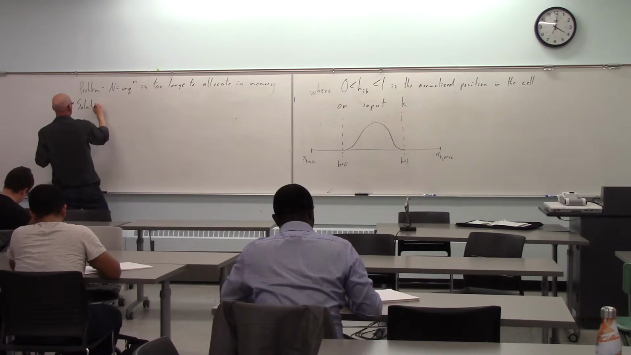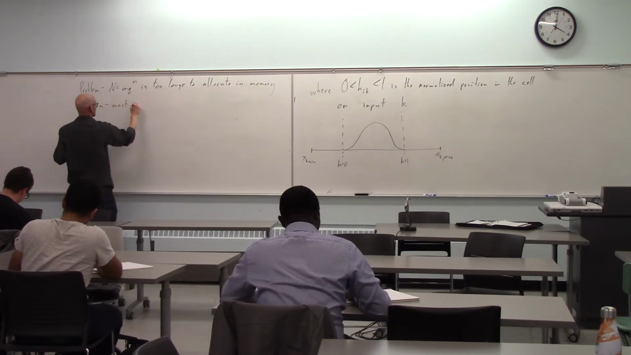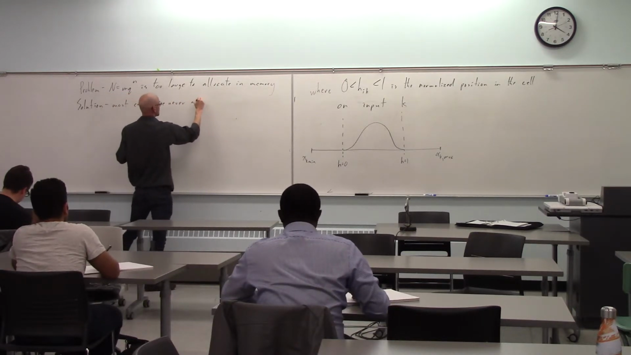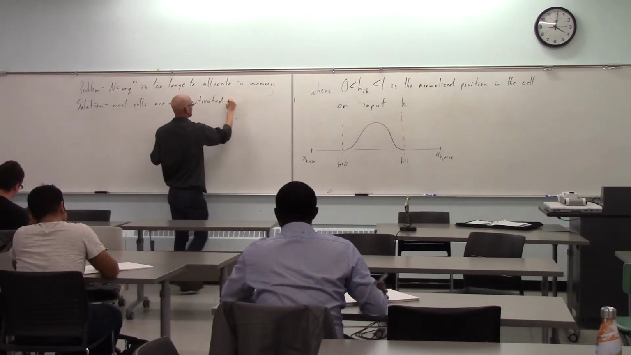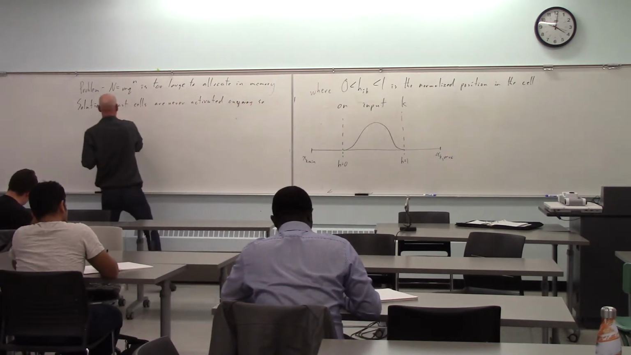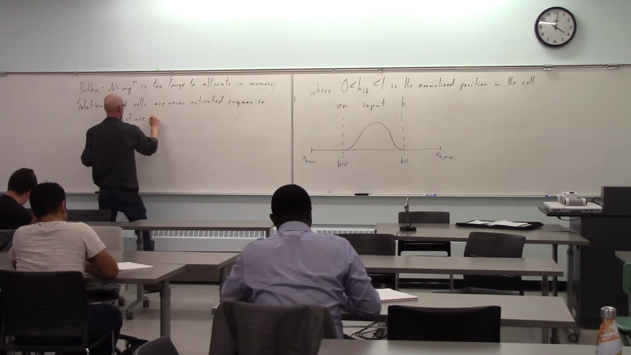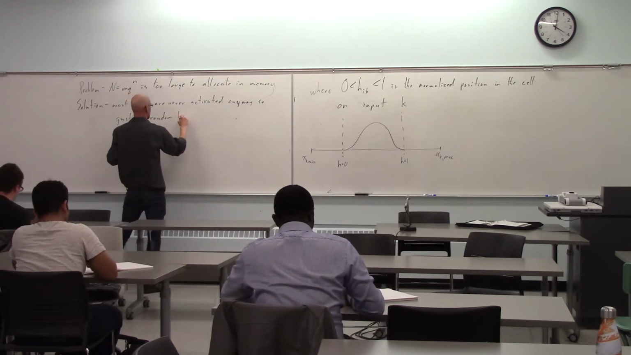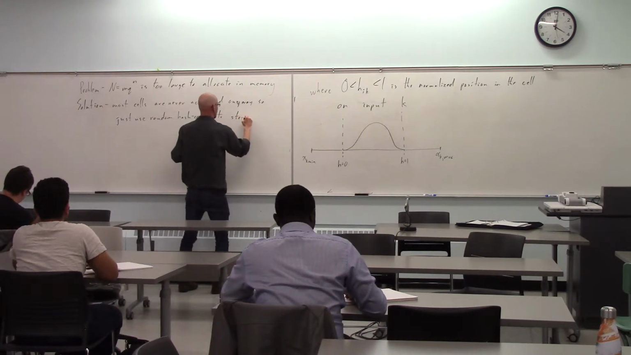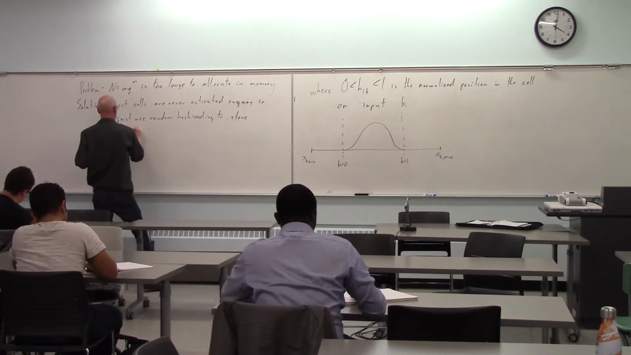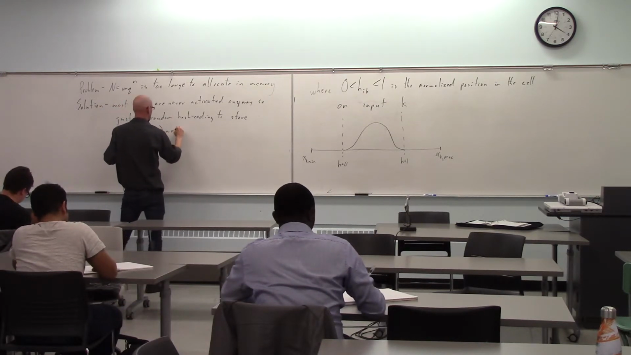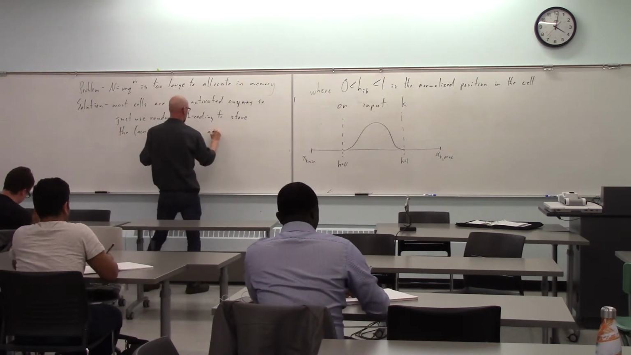Solution: most cells are never activated anyway. So just use random hash coding to store the weights in a small physical memory.